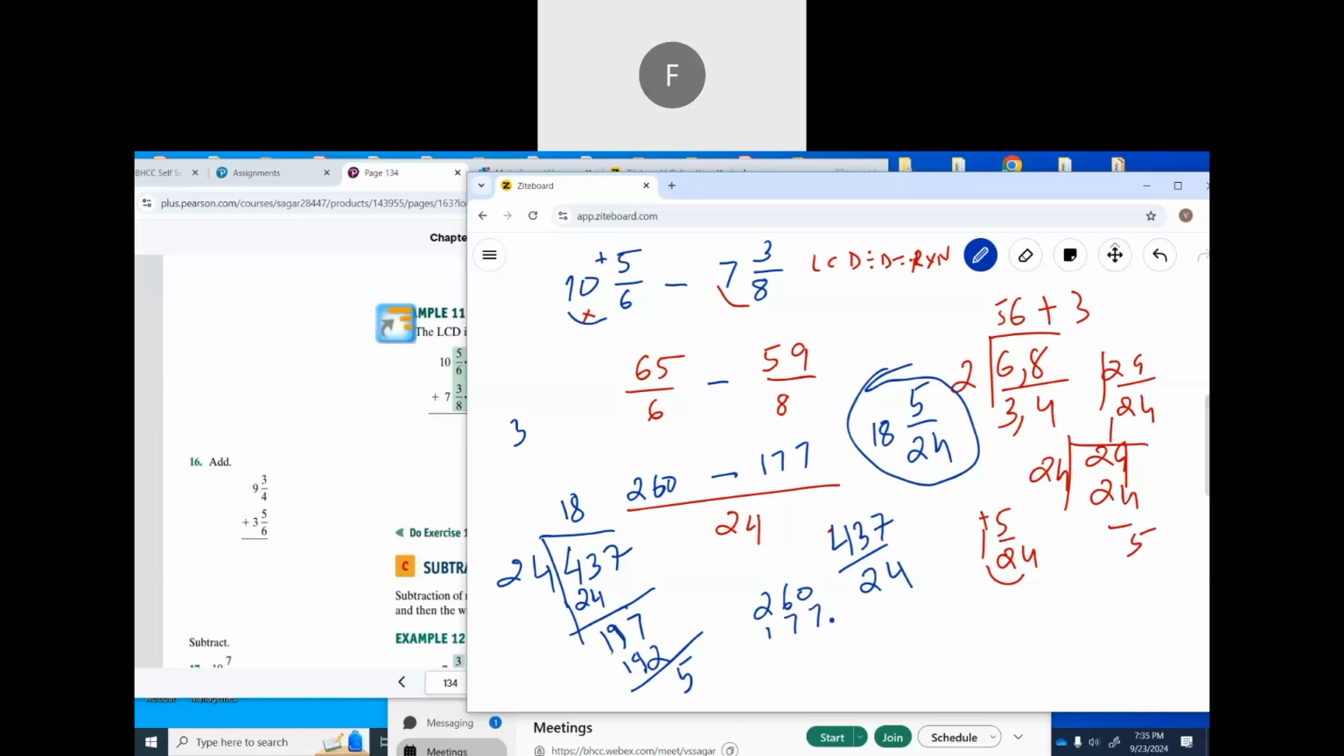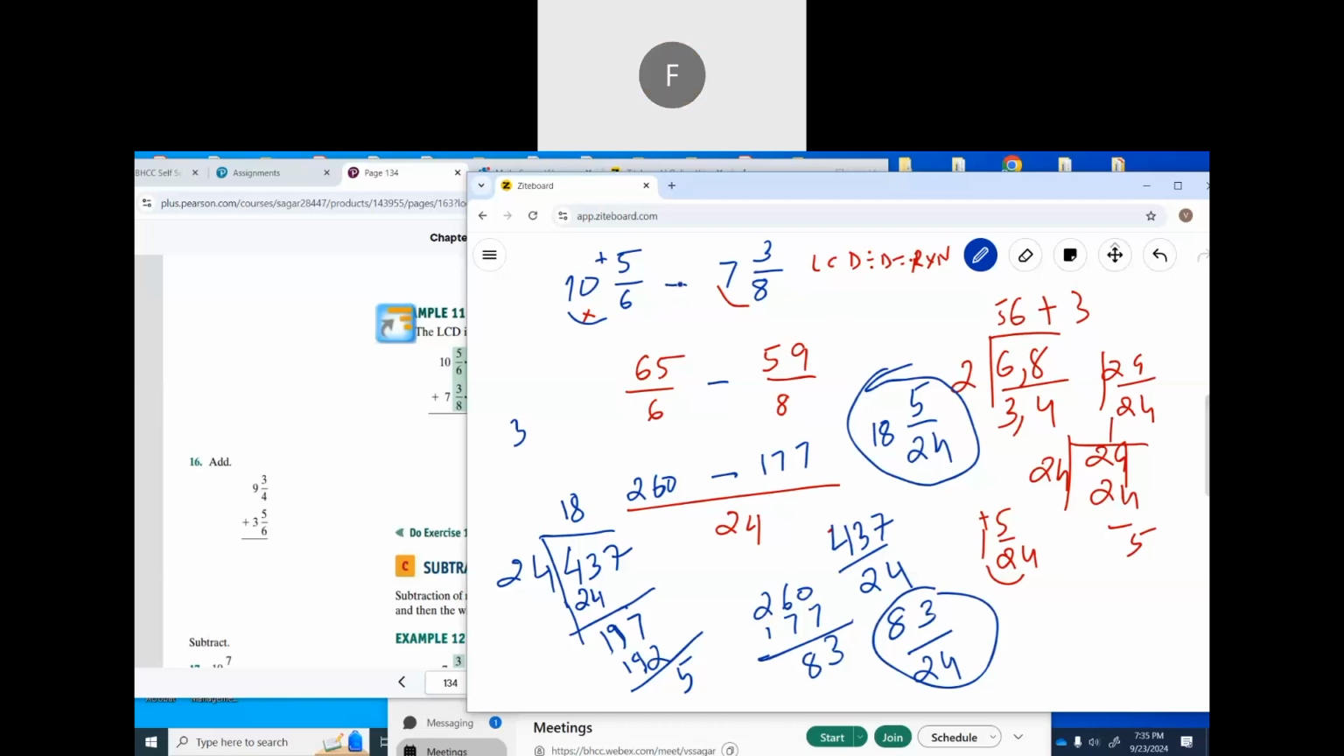So 260 minus 177 equals 83. So this is 5 here, 8 here, right? 83, yeah. So 83 over what number? 24, okay? And then you could do long division to turn it into a mixed number also, okay?